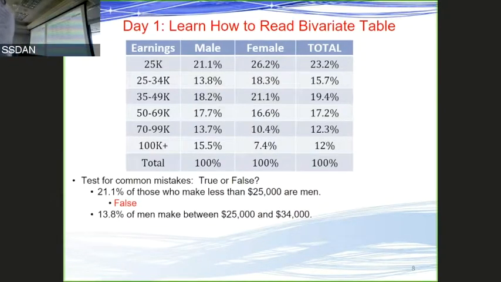Is this true or false? 13.8% of men make between 25 and 34,000. That's true. Good. How about this one? 17.8% of women earn 70,000 or more. Can I add down? Okay, you're saying yes. Why?